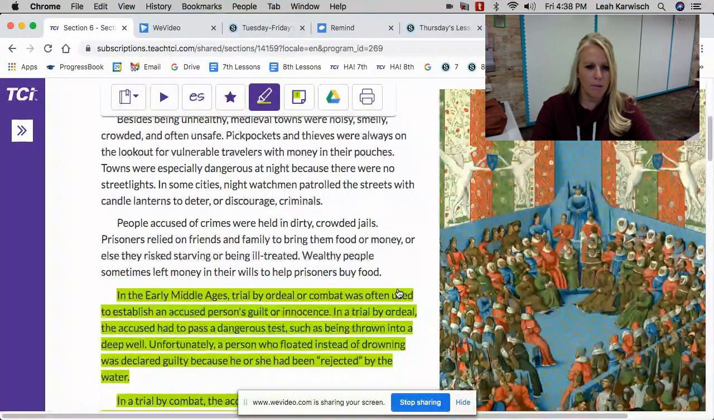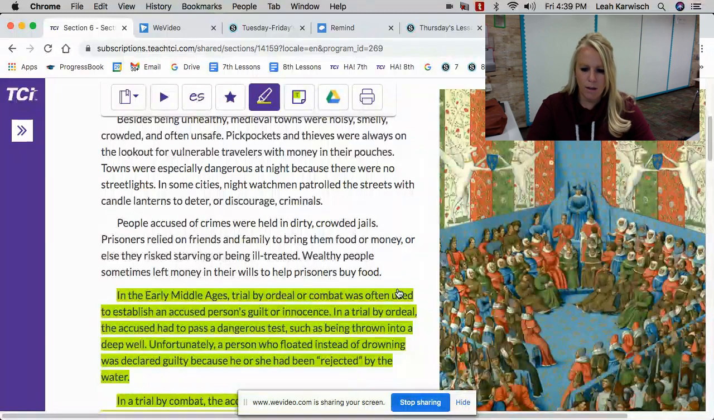People accused of crimes were held in dirty, crowded jails. Prisoners relied on friends and family to bring them food or money, or else they risked starving or being ill-treated. Wealthy people sometimes left money in their wills to help prisoners buy food.